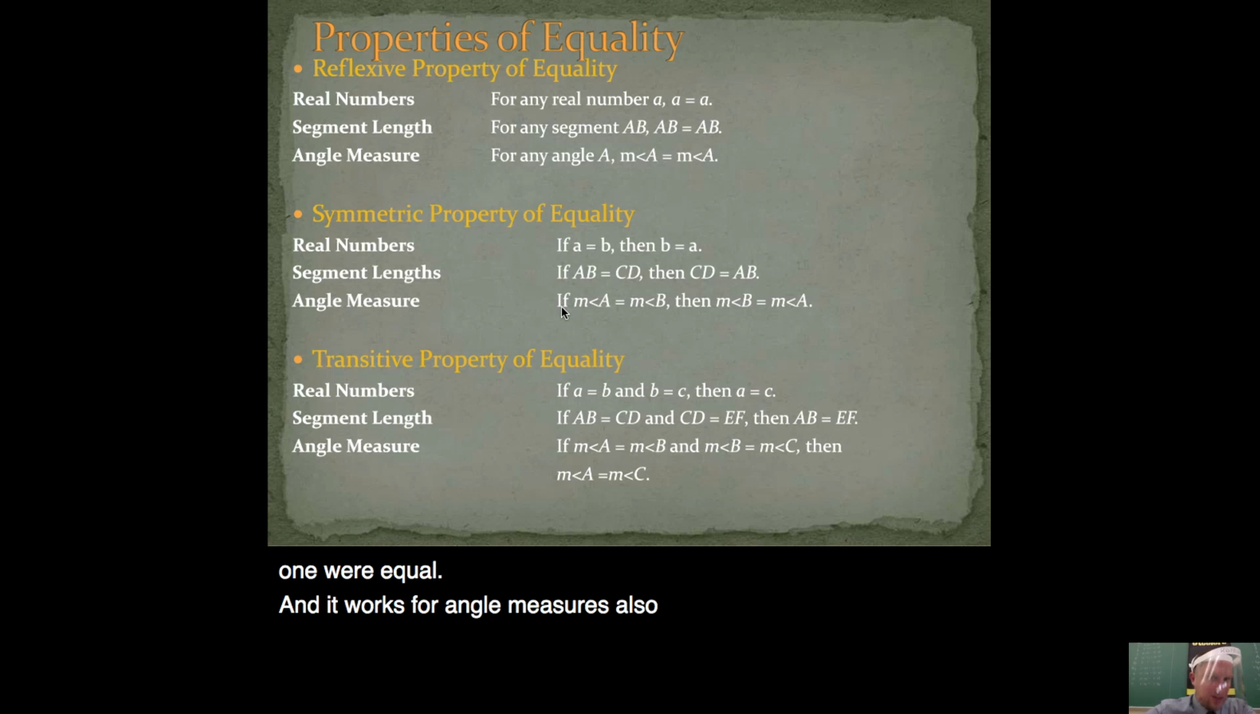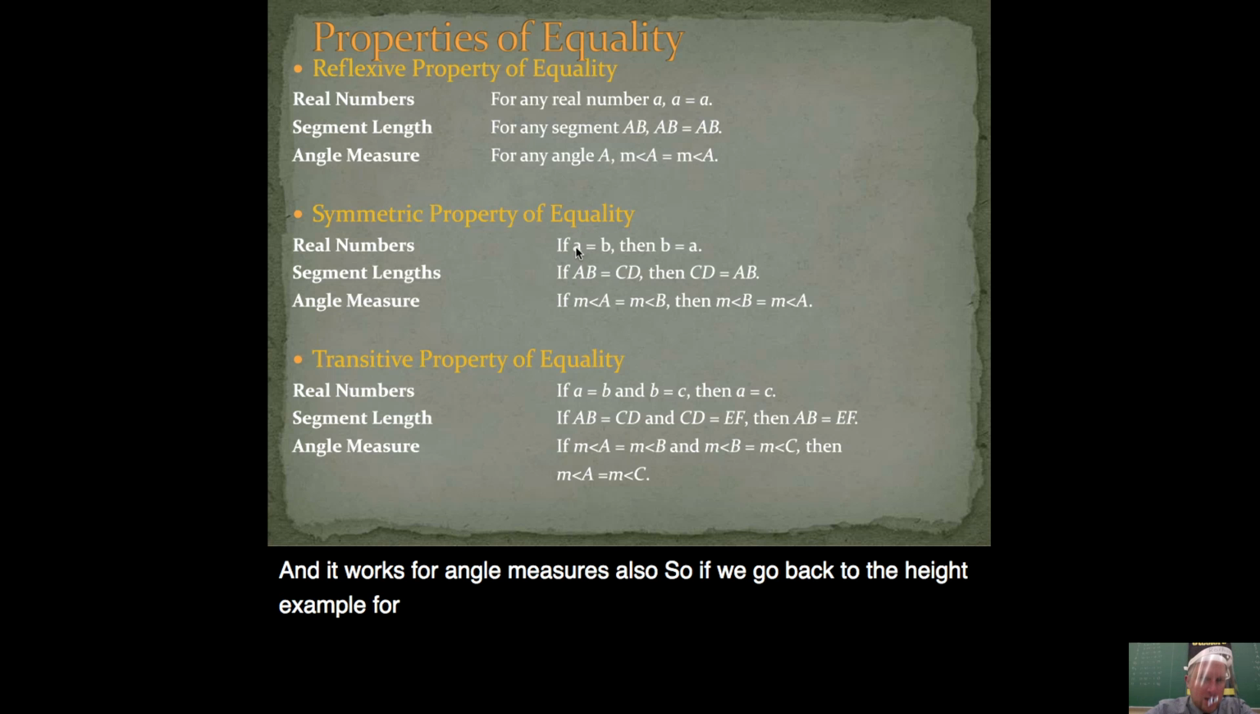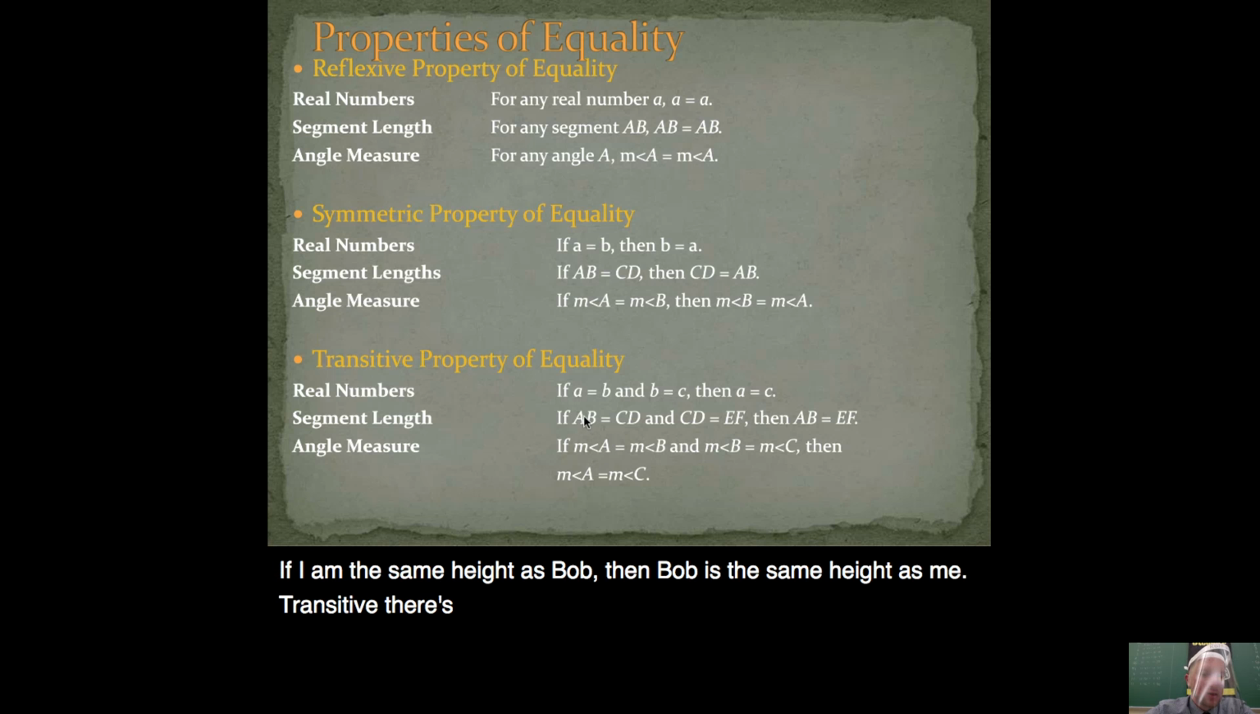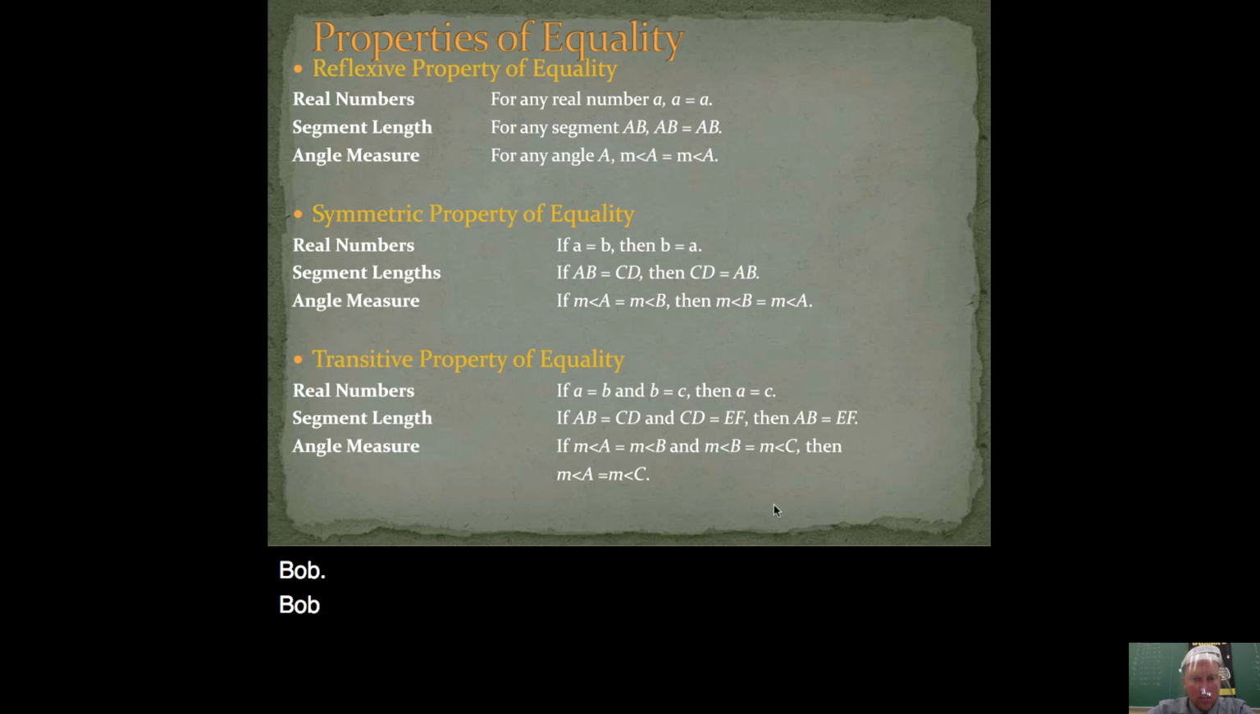So if we go back to the height example, for symmetric, if I am the same height as Bob, then Bob is the same height as me. Transitive, there's three people involved. So I'm the same height as Bob. Bob is the same height as Charlie. So you know that I am the same height as Charlie.